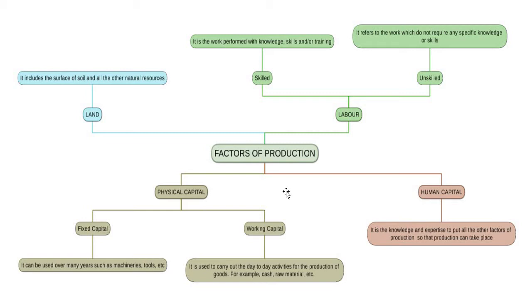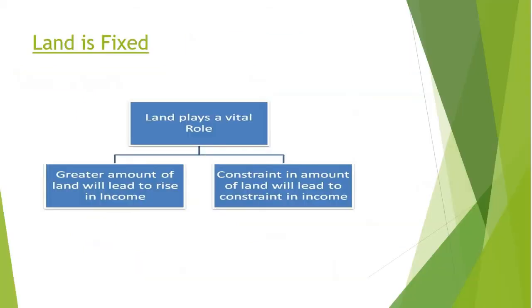The last factor of production is human capital. It is the knowledge and expertise that an individual puts so that production can take place. Basically, human capital is that individual who arranges for all the 3 other factors of production so that production activity can take place. After that, we studied about another topic, that is land is fixed.